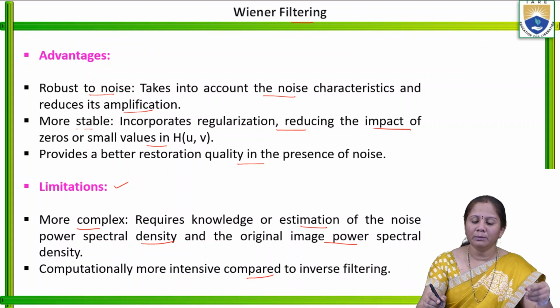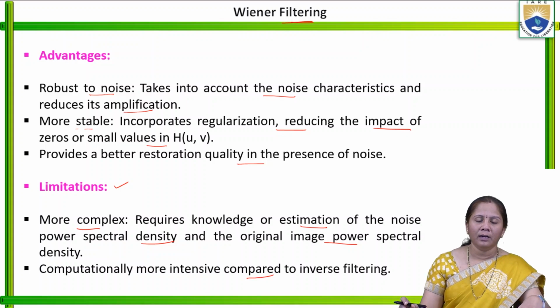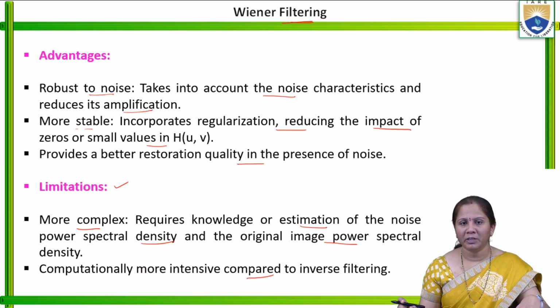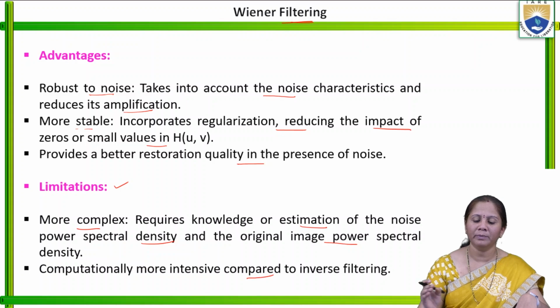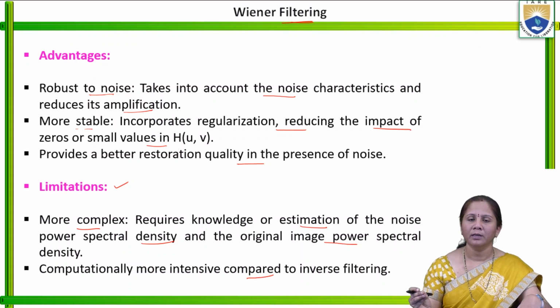Even this limitation in Wiener filtering can be overcome by using other restoration filters, like constrained least square filtering or the geometric mean filter. Those are also restoration filters which will overcome the limitation in Wiener filtering. We will learn about these constrained restoration filters and the geometric mean filter in the upcoming sessions.